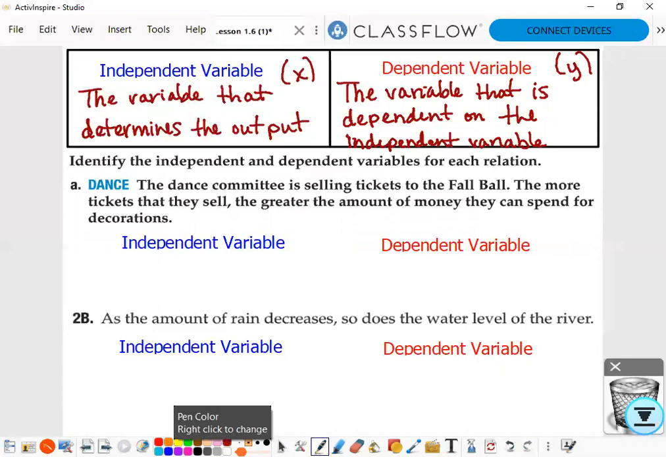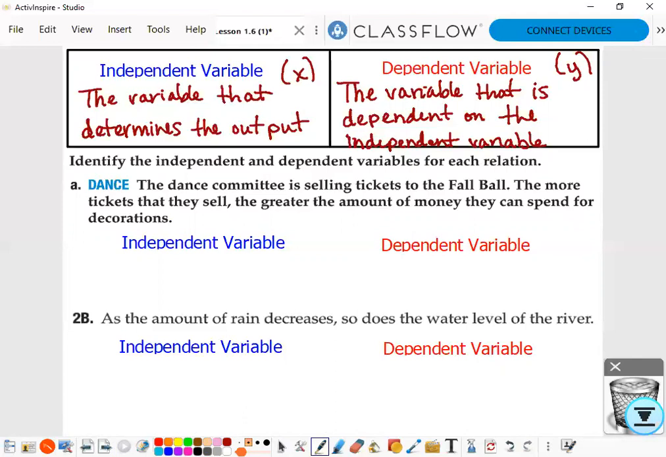So A has to do with a dance. The dance committee is selling tickets to the fall ball. The more tickets that they sell, the greater the amount of money they can spend for decorations. So the first thing I need to do is figure out what are the two variables in general, not even which one's independent, which one's dependent, just what are the two things I'm dealing with in this problem.